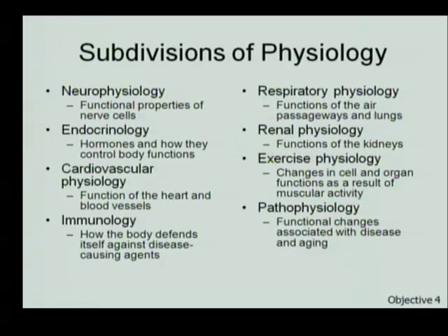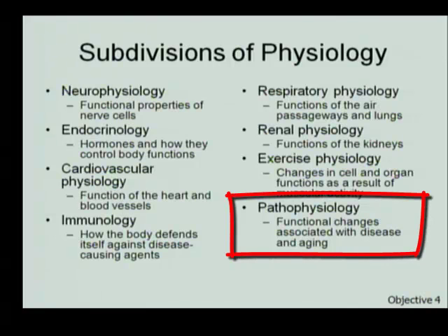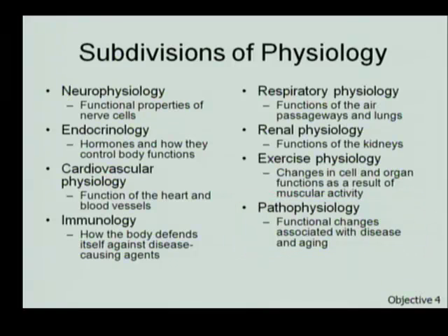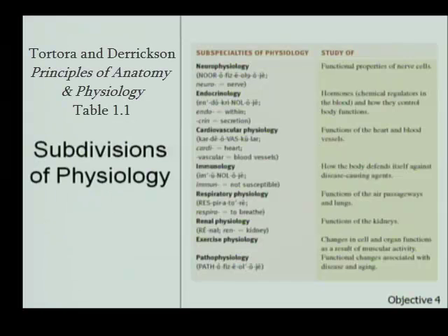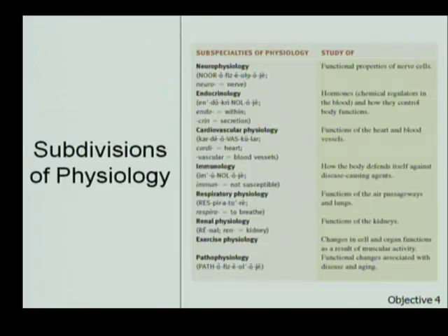And some of you may take a course called Pathophysiology. It's Health Sciences 2230, Introductory Pathophysiology. In that course, we'll spend an entire semester looking at the functional changes that are associated with the body getting older and the body in disease. Again, in Table 1.1 of your Tortora and Derrickson textbook, you have a table listing the subdivisions of physiology that you saw on the previous slide.